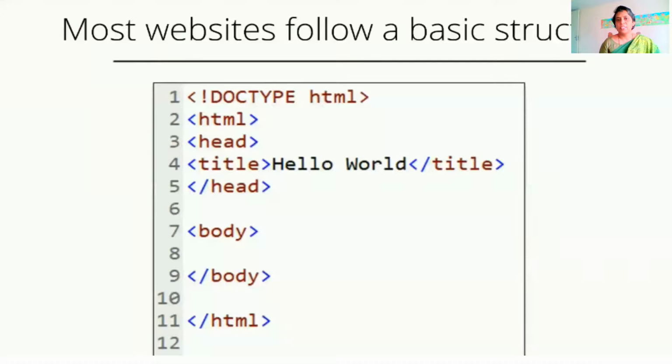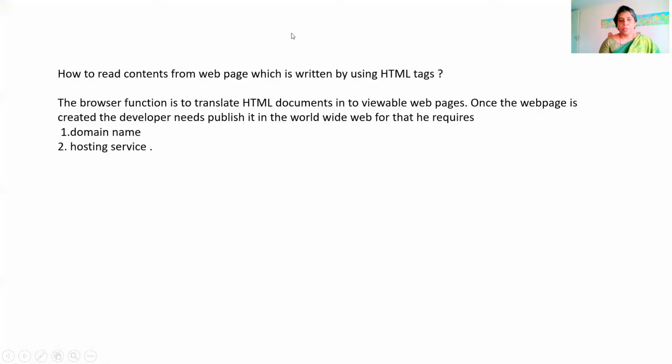This is the structure of most websites. There should be a head, and there should be a body where the content will be. You can see a lot of tags are used here. You can see HTML open and close tags. These are the tags, and inside these tags we put the content. This is what's behind any web page. So how do we read the content from a web page written using HTML tags? The browser's function is to translate HTML documents into viewable web pages.